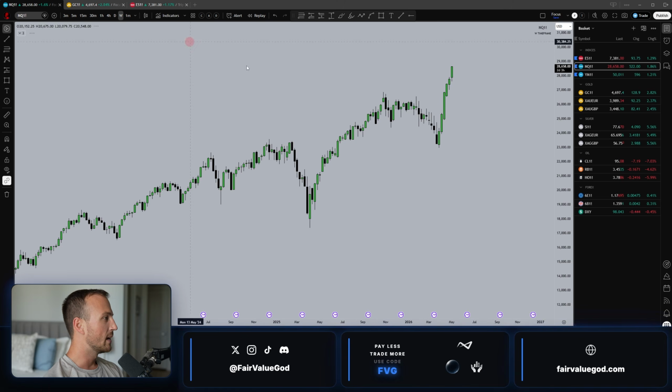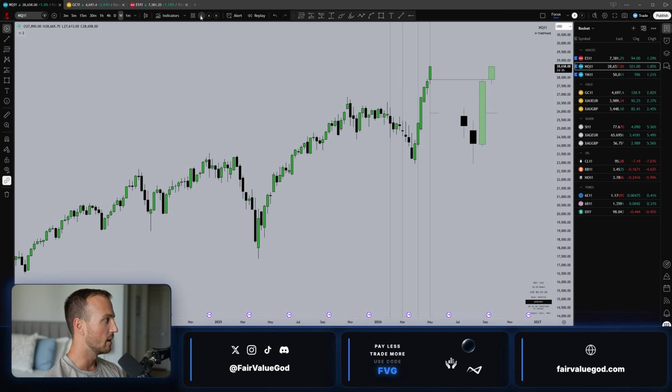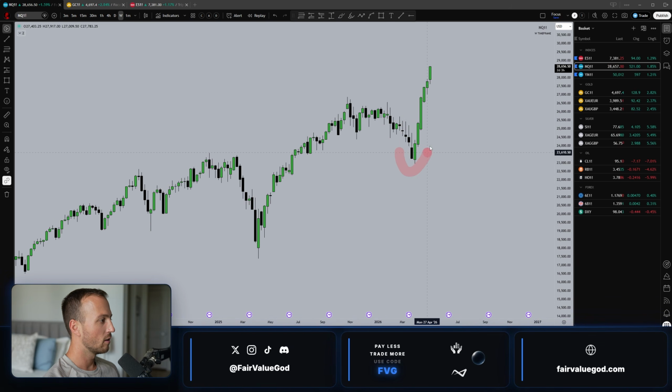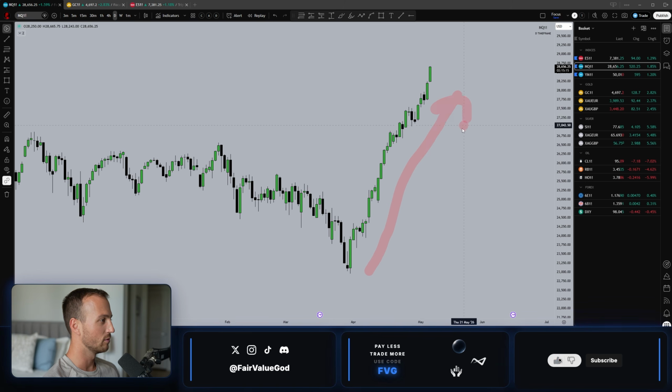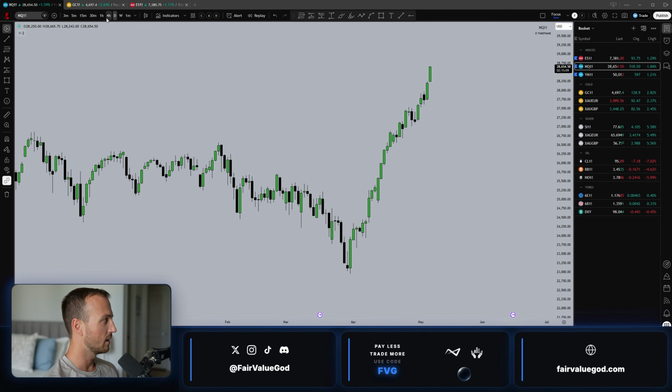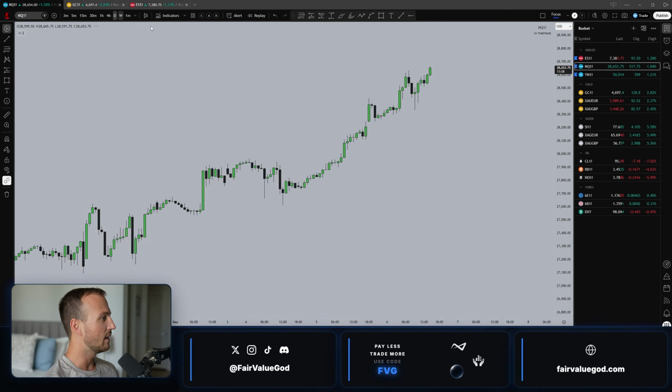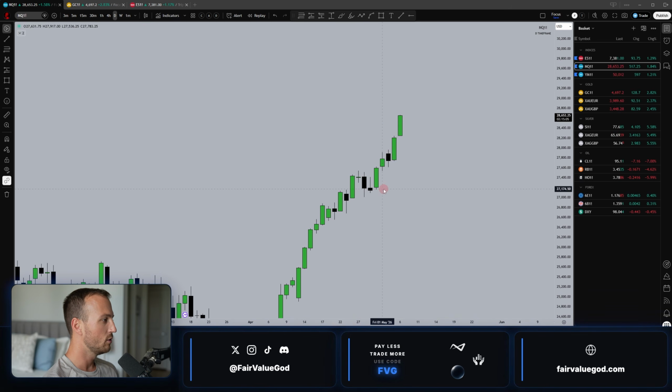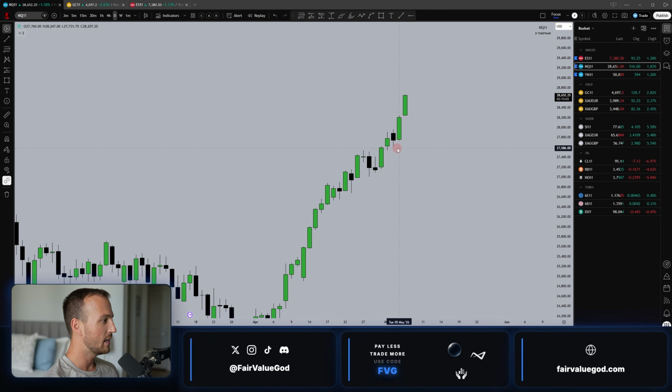Now, I always start my analysis, as usual, on the higher time frames, right? Nice clean chart, weekly chart. We've been expanding off this low for a while now, right? So my bias has been bullish for pretty much this entire move, right? We had a few short days in here, but I've been biased to the long side.